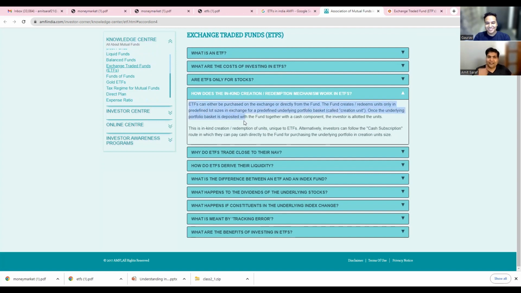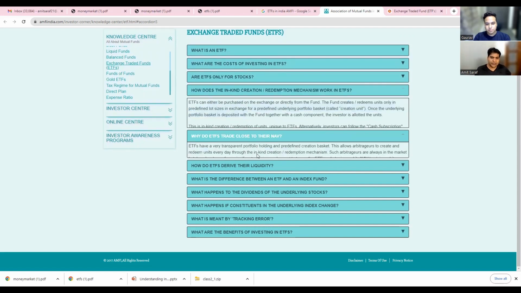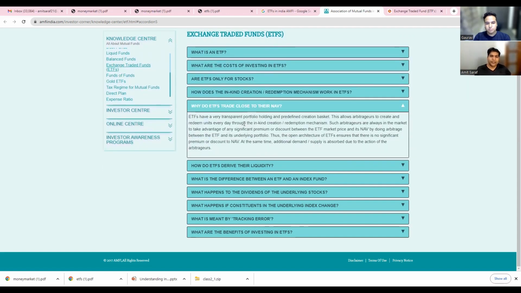ETFs can either be purchased on the exchange or directly from the fund. The fund creates and redeems units only in predefined lot sizes in exchange for an underlying portfolio. So you can go to the fund as well, but mostly for liquid ETFs, trading them on the exchange is best. ETFs have a very transparent portfolio holding. You can read it later for yourself.